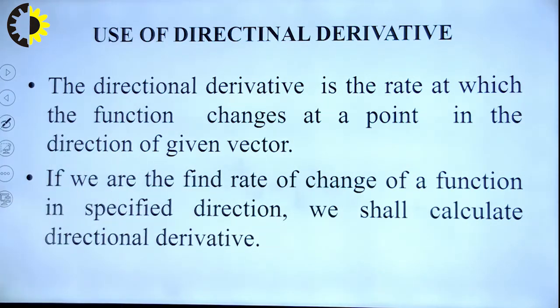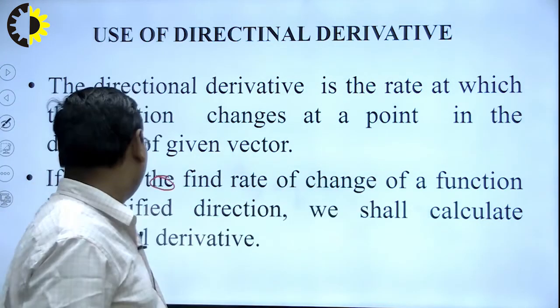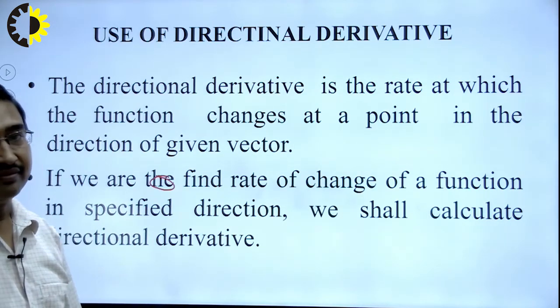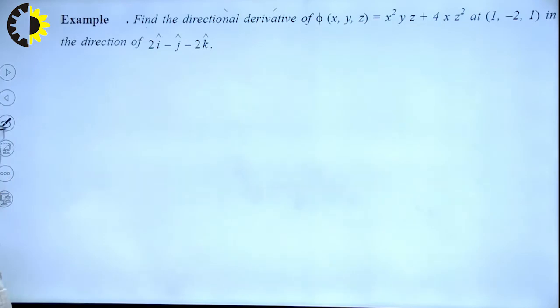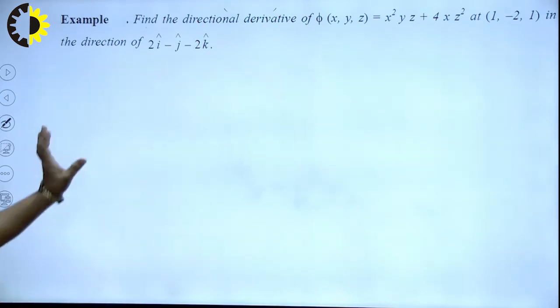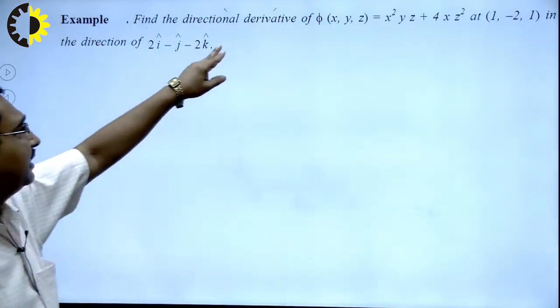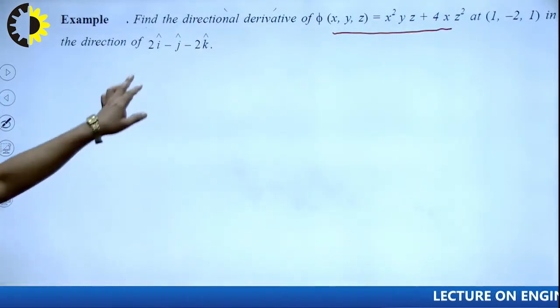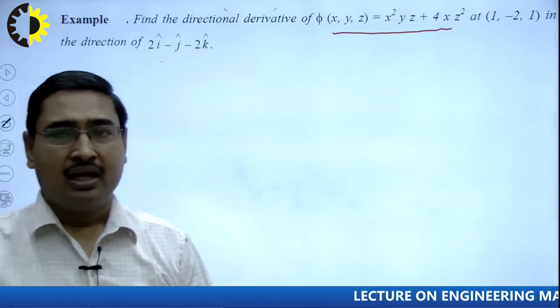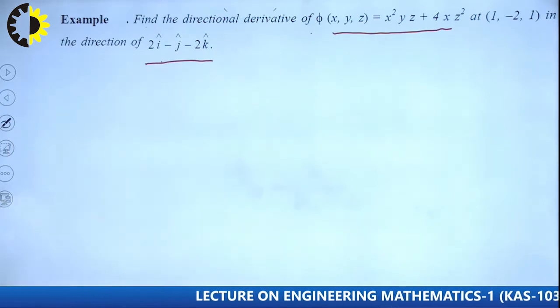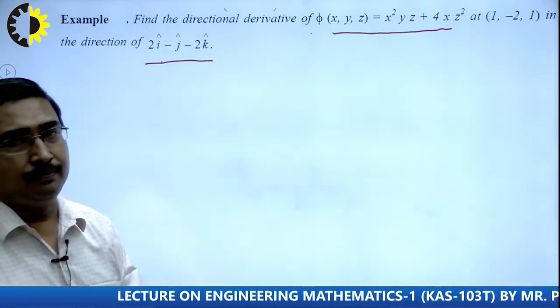If we are to find the rate of change of a function in a specified direction, we shall calculate the directional derivative. We shall understand it with the help of an example. We are asked to find the directional derivative of phi at this point (1, -2, 1) in the direction of this vector. A function phi(x, y, z) is given. The directional derivative is to be calculated in the direction of this vector.